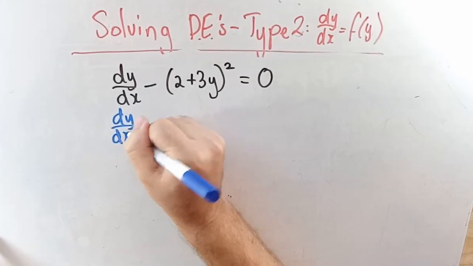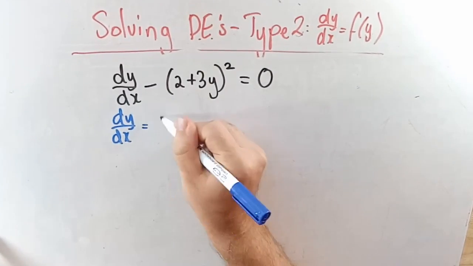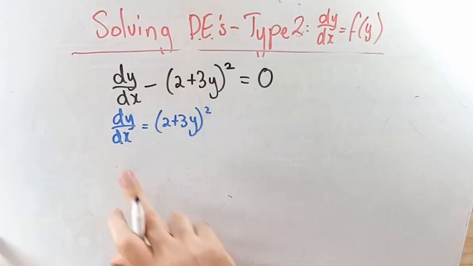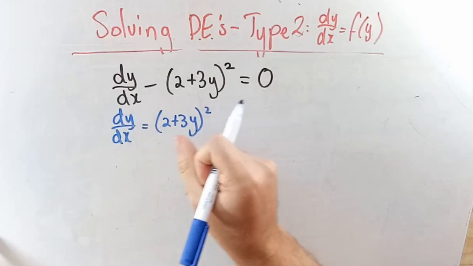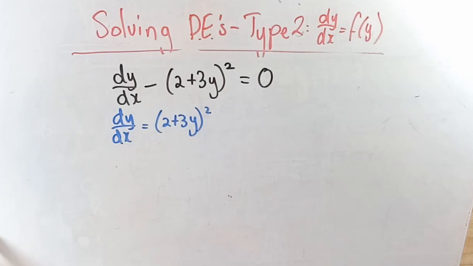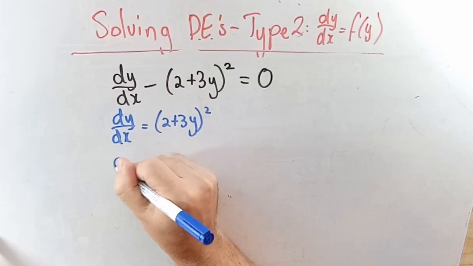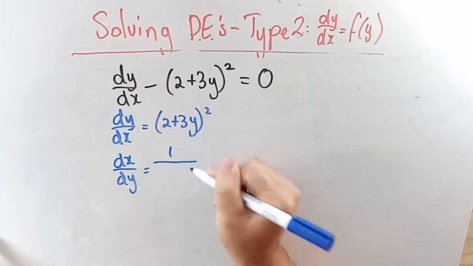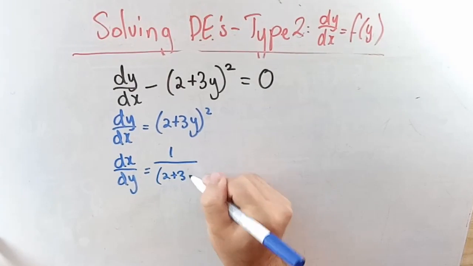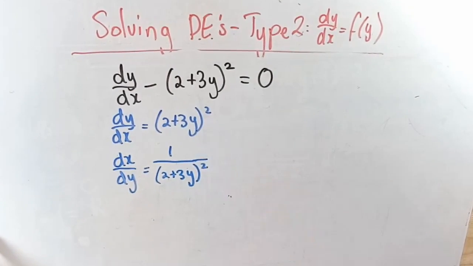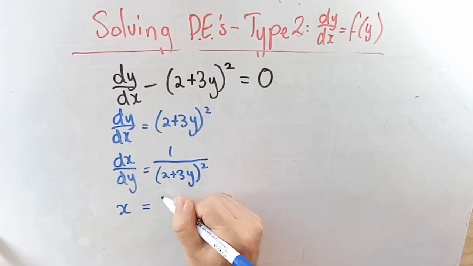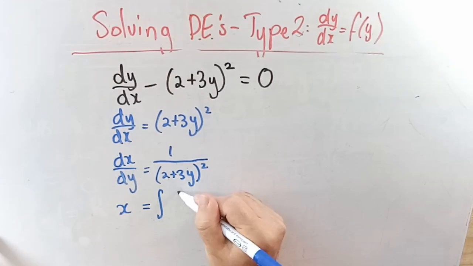dy/dx equals 2 plus 3y squared. Okay, so now it's definitely in this form. So what we're going to do is a little trick where we flip both sides of the equation. So take the reciprocal. So we go dx/dy is equal to 1 on (2 plus 3y) all squared. Okay, then we can solve for x instead of y by taking an integral.